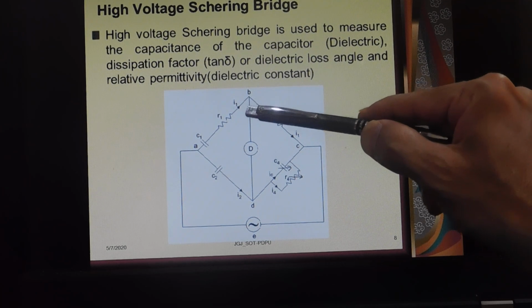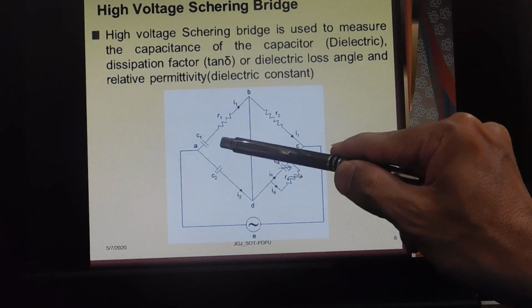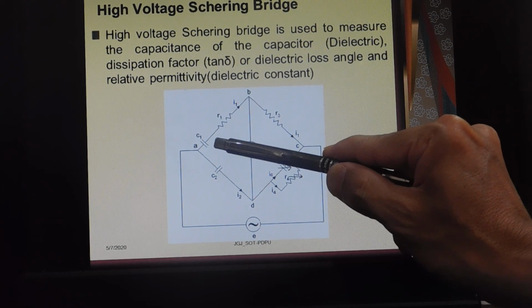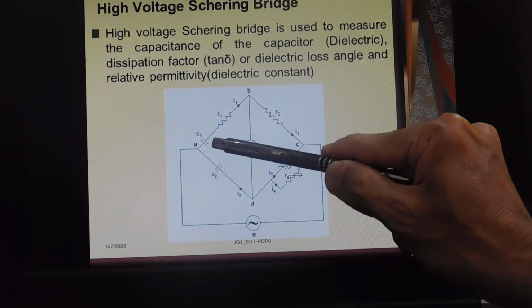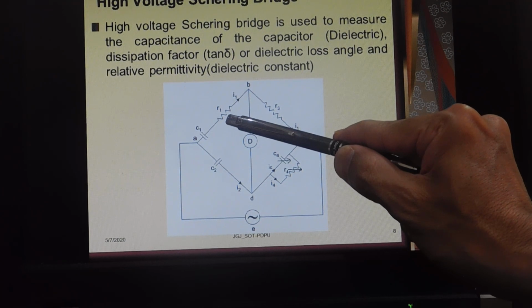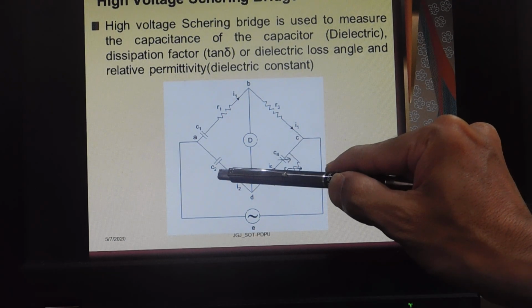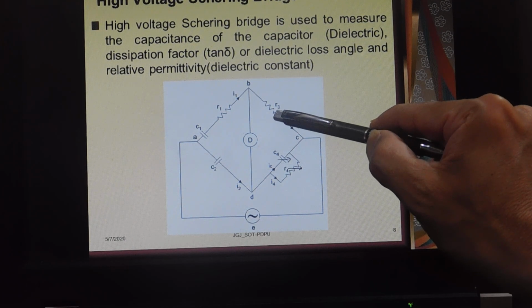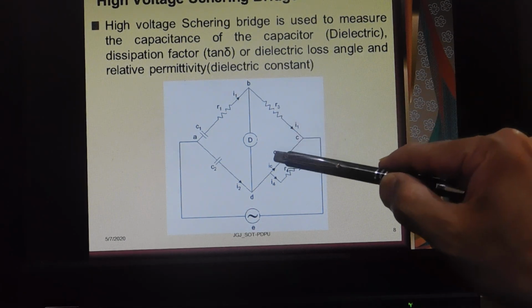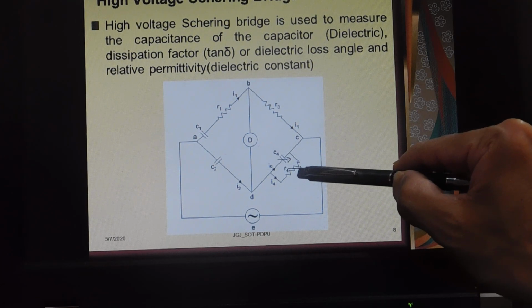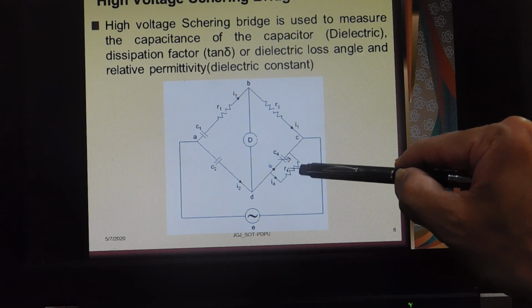Now the four arms of the bridge consist of what? C1 is the unknown capacitance whose value is to be determined, meaning the capacitance of the dielectric, which is connected in series with R1. C2 is the loss free capacitor, also called the standard capacitor. Then R3 is a non-inductive resistor. Then the variable capacitor C4 is connected in parallel with the variable non-inductive resistor.